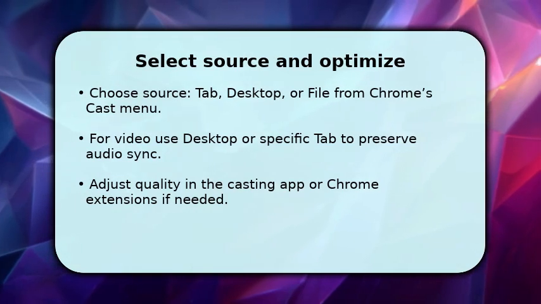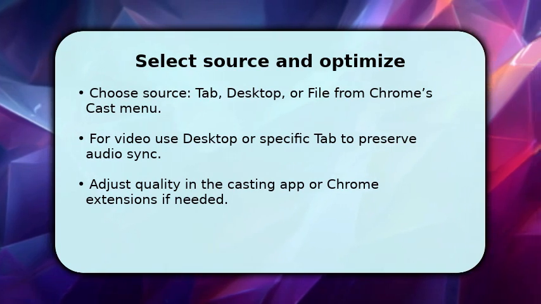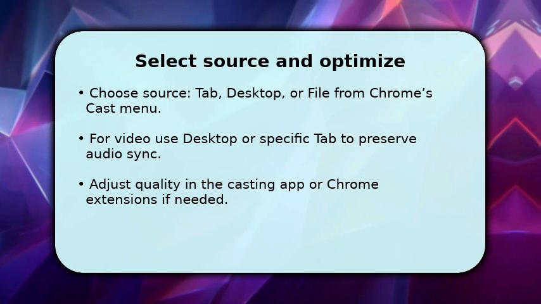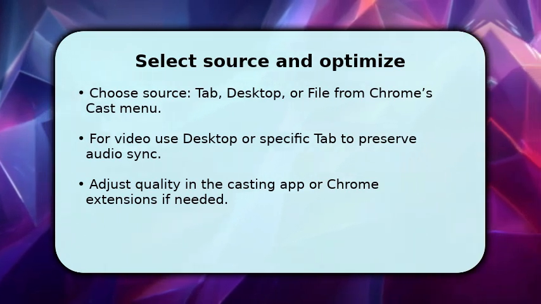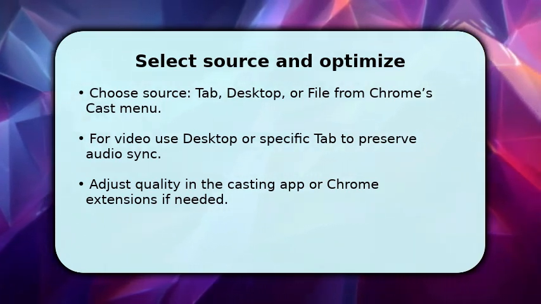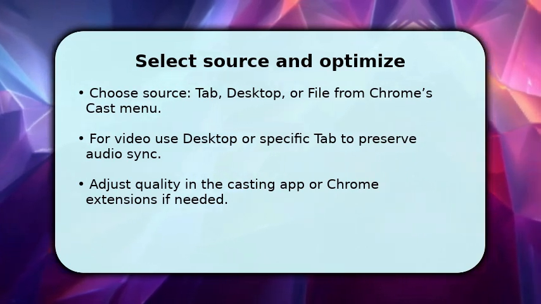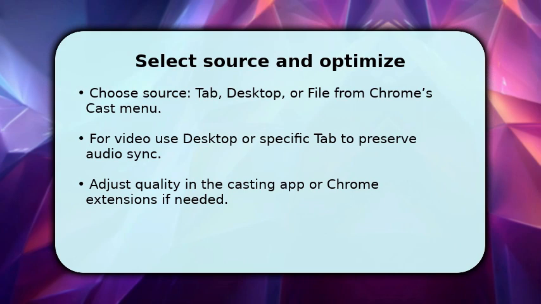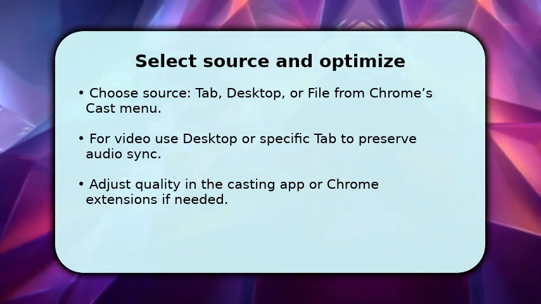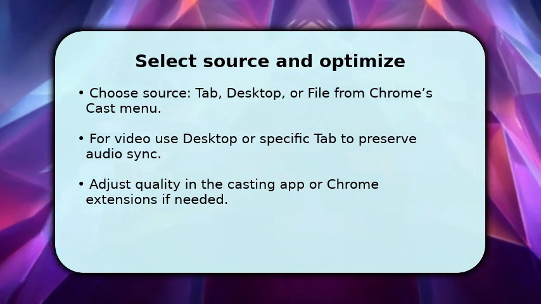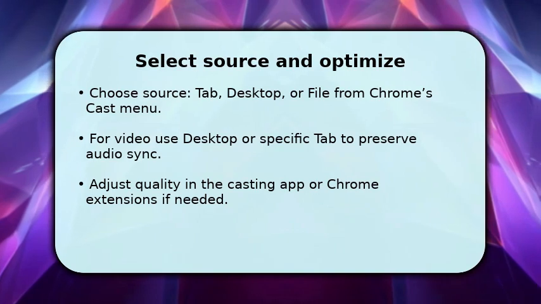Now pick what to share. Select Cast and then pick a tab, the entire desktop, or a local file. This choice affects both video quality and audio routing. If you need system audio, choose the desktop or enable share audio when prompted. Tabs sometimes drop audio. Make sure your Mac's resolution and display scaling match the TV's 16:9 aspect if possible, because correct resolution reduces lag and prevents cropping during playback.